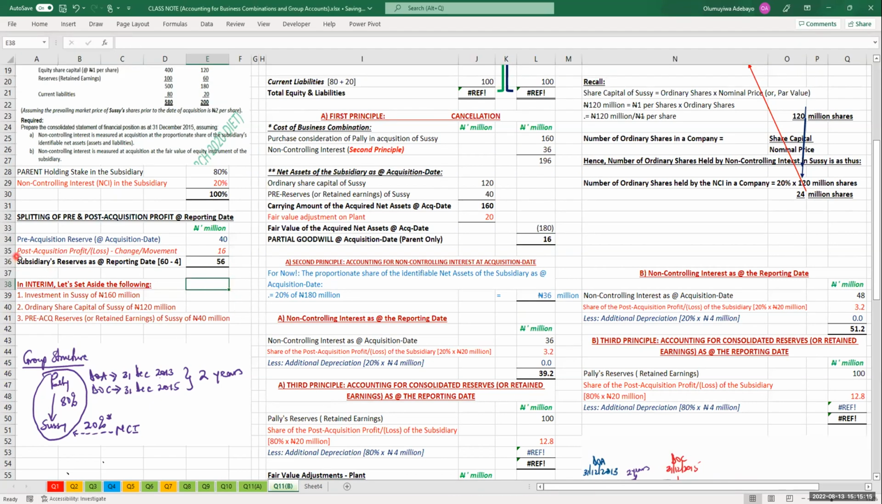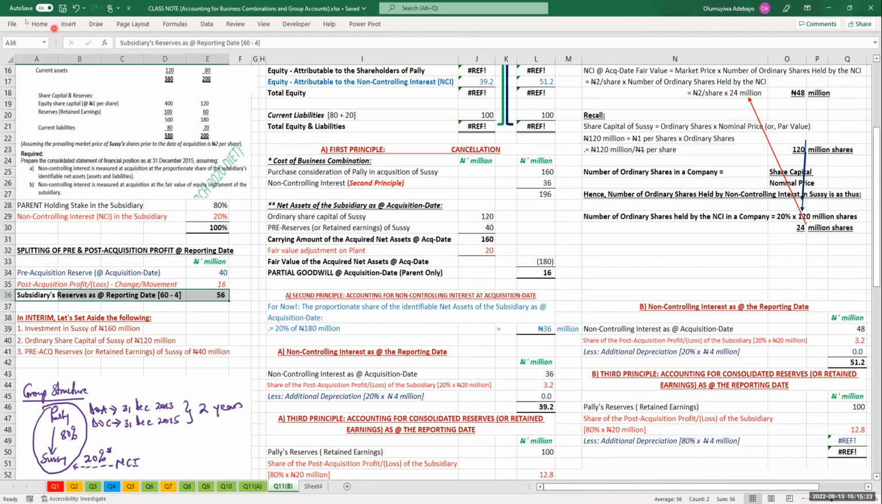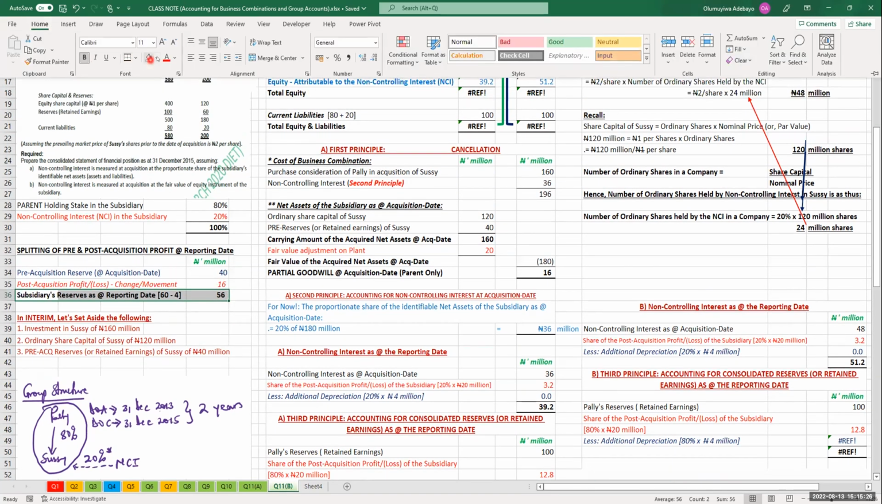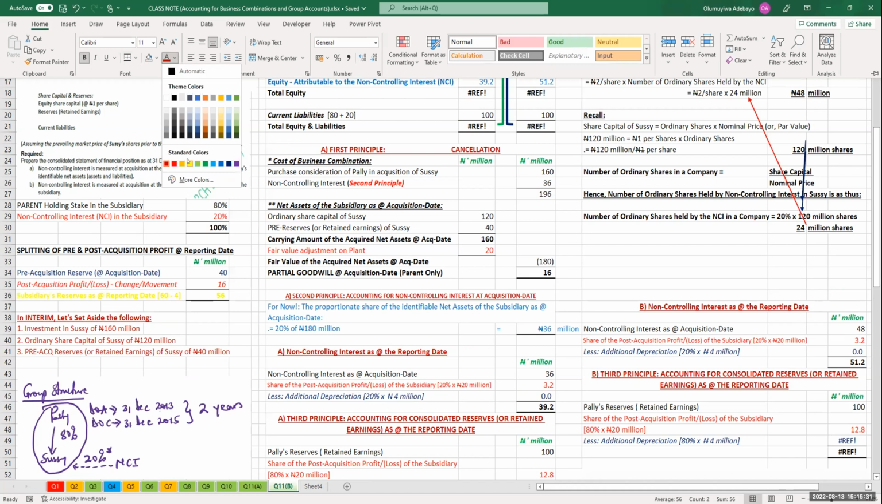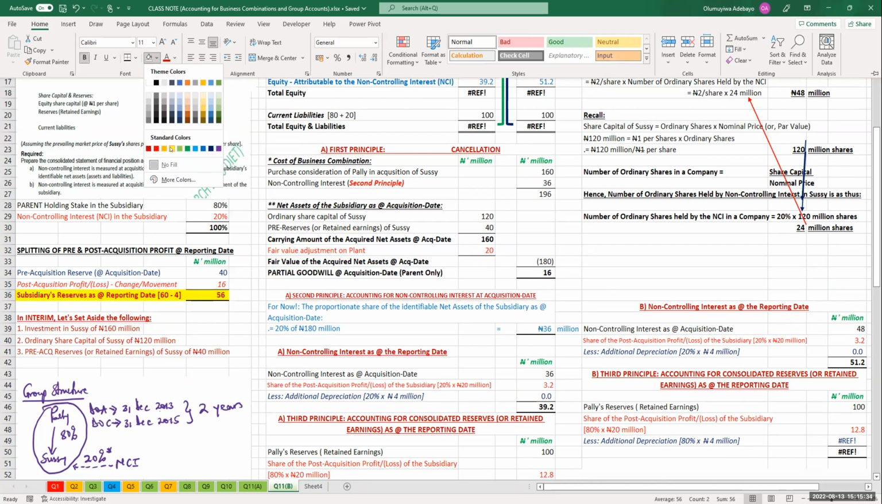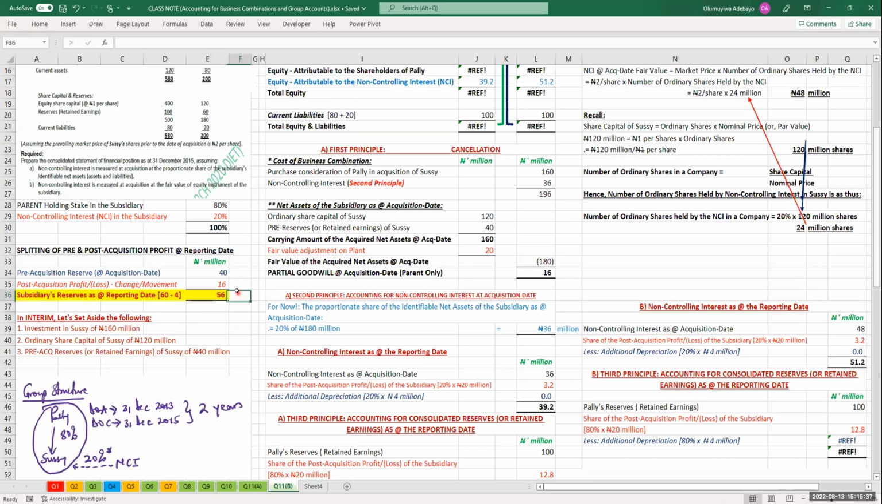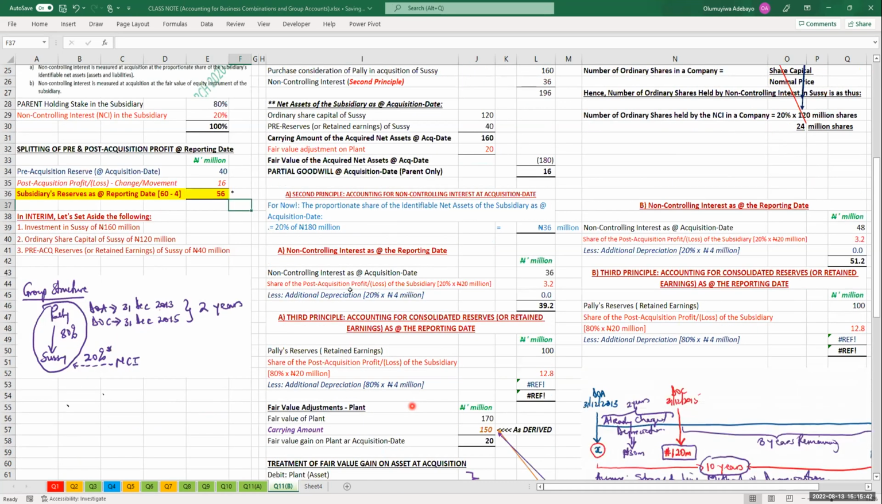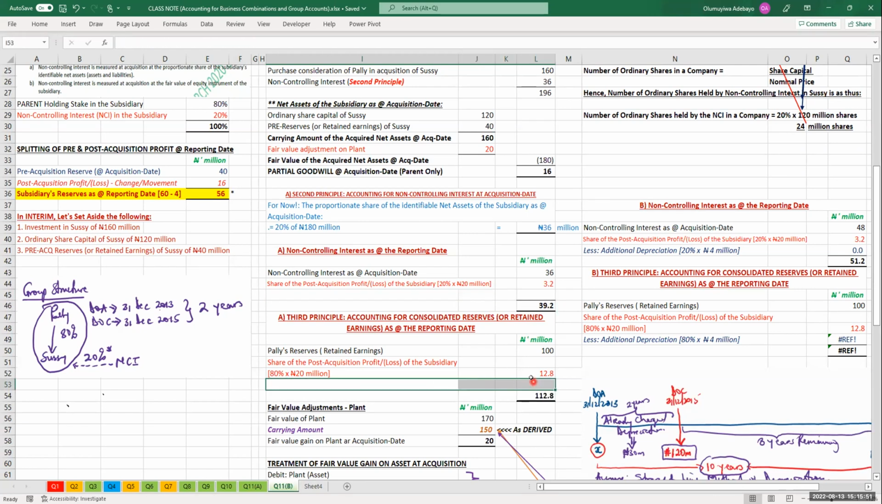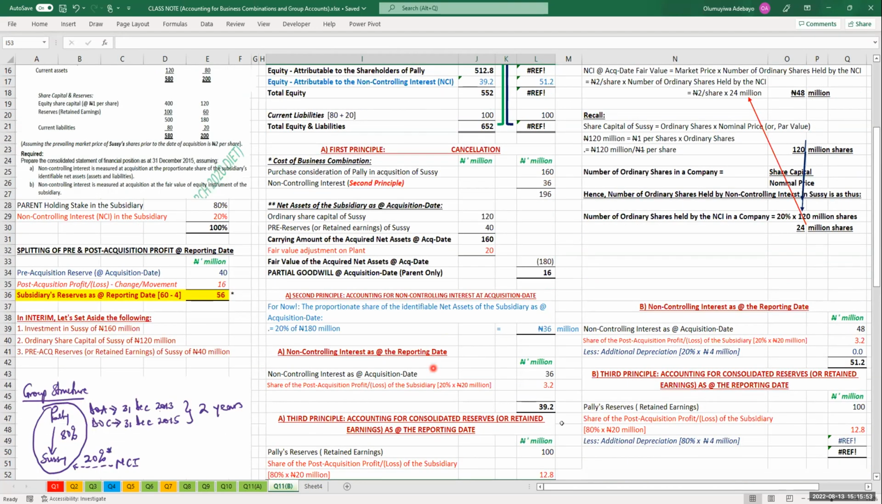Now you see that automatically it changed my post-acquisition to 16. Okay, because here I've adjusted it. I've adjusted it, take note. Let me put the asterisk. Now, what will happen is that this will no longer be required. Neither will this be required. And you see that we arrive at the same results.